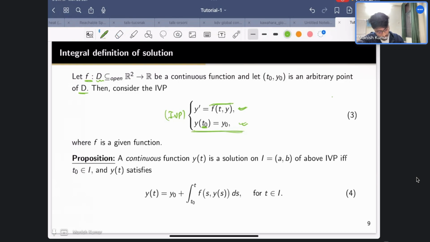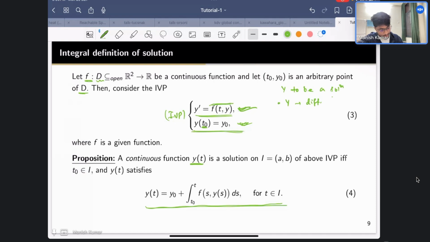Now the proposition is this. Earlier we mentioned that for y to be a solution, y should be differentiable, and then it should satisfy this equation and this initial condition. But now I am saying a continuous function y will be called a solution if it satisfies this kind of identity. Here I am not mentioning that y should be differentiable, but it is an outcome, an implication of this definition itself.